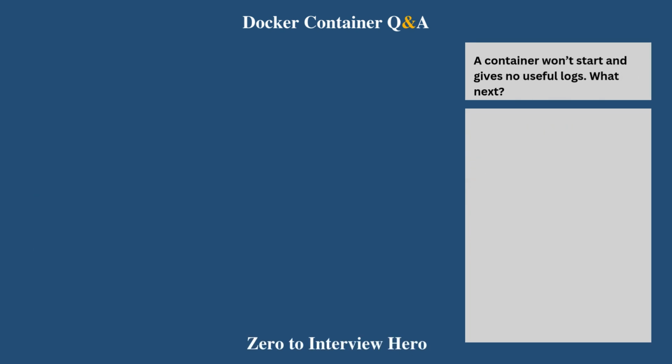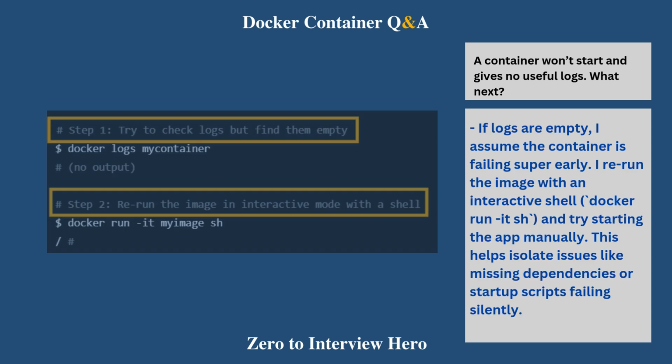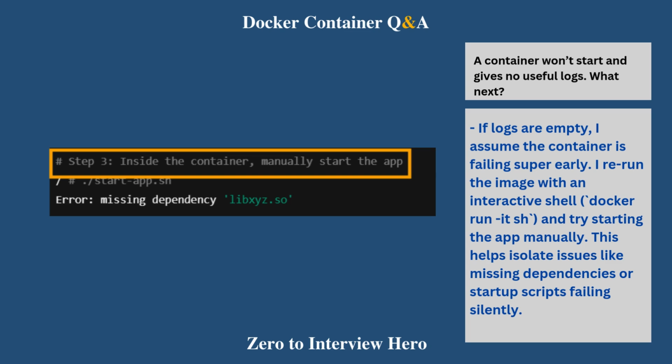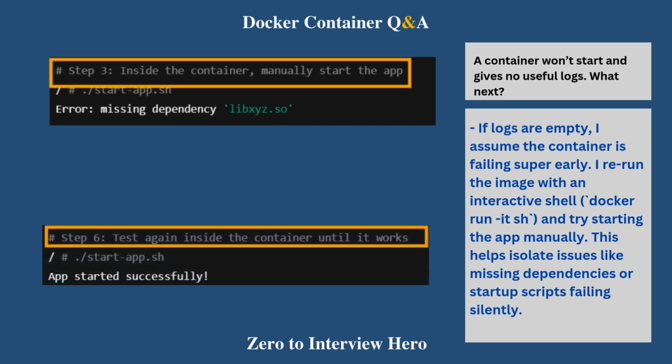Moving on with our next question. A container won't start and gives no useful logs. What's next? Here's how you can respond. If the logs are empty, I assume the container is failing super early. I rerun the image with an interactive shell with docker run -it sh and try starting the app manually. This helps isolate issues like missing dependencies or startup scripts failing silently.